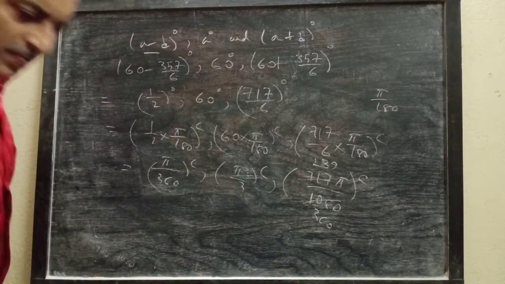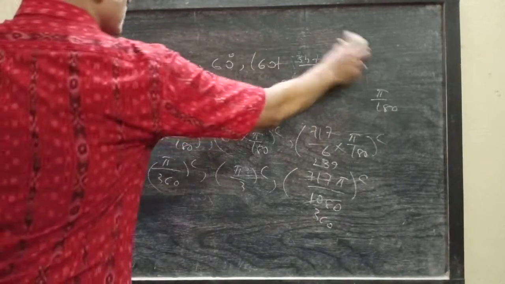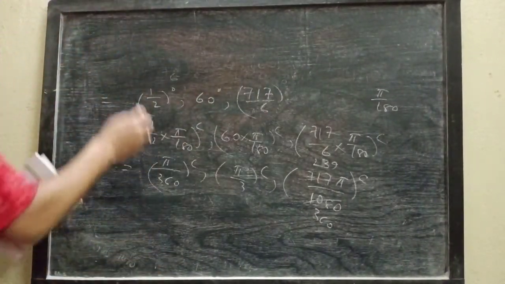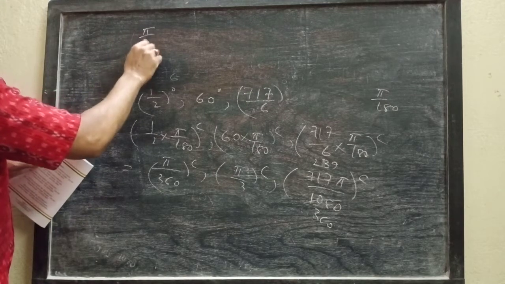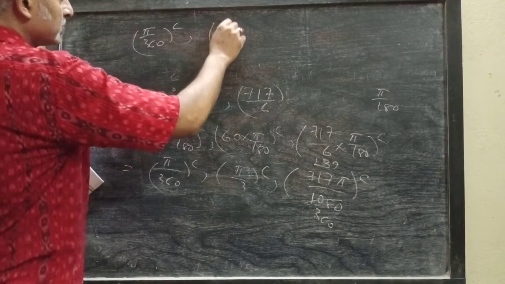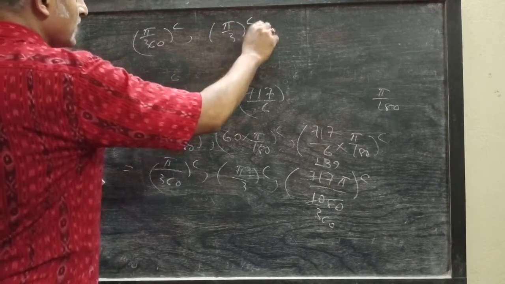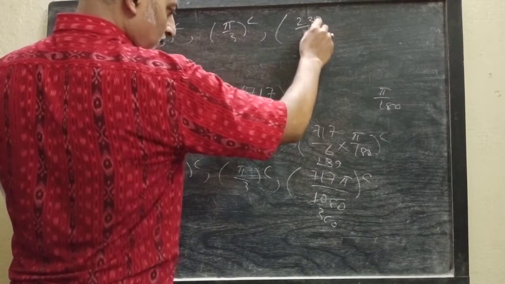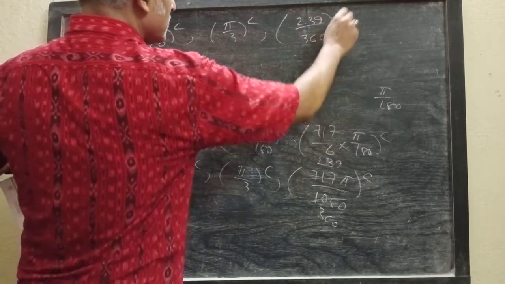So ultimately, the three angles of the triangle have the radian measure pi by 360 radian, pi by 3 radian, and the last one is 239 pi by 360 radian.